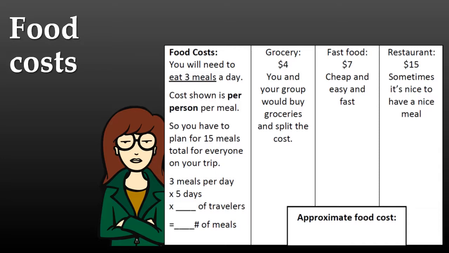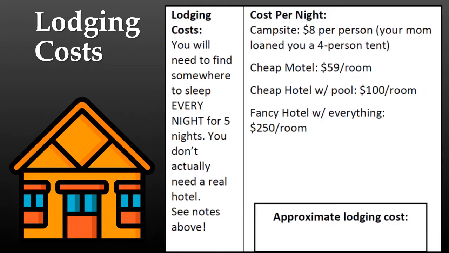So you could go the cheap route and do groceries or fast food for $7, or a restaurant, not a very nice restaurant, but you could get one for $15, and then you total all of that up and you get your approximate food cost. Lodging. So you have to find somewhere to stay every single night for 5 nights.